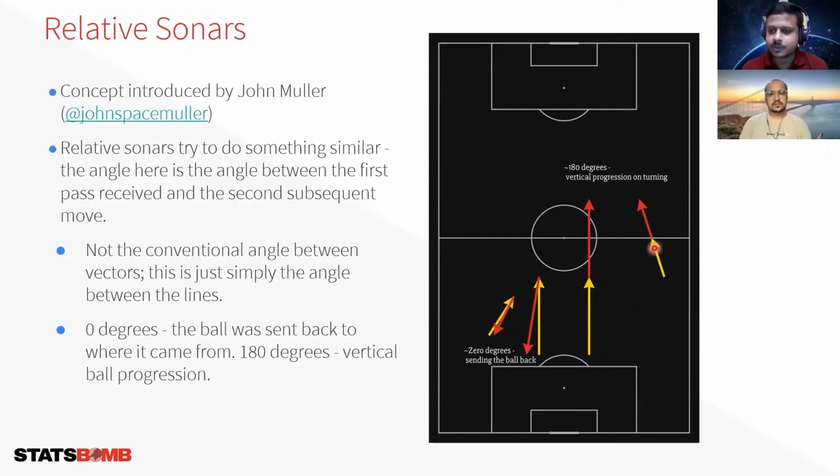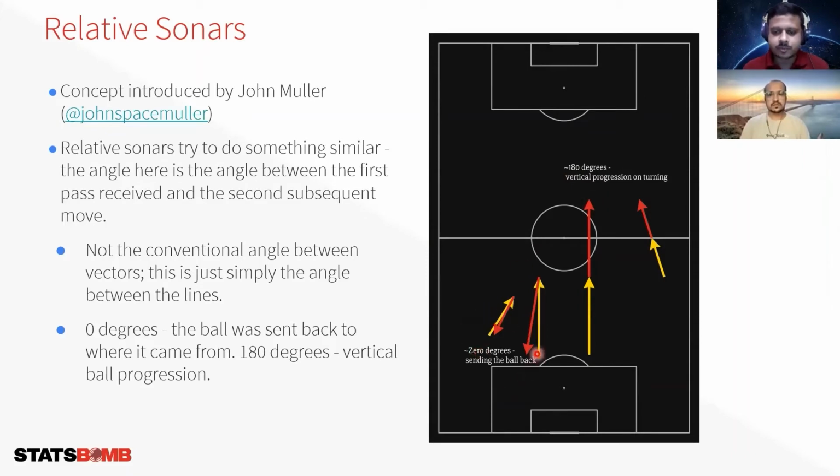The exact same thing happens with this pass as well. This pass is slightly diagonal, but the player once again turns and progresses the ball exactly along that same direction. So once again, the angle between the two lines is 180 degrees, and that's why we have 180 degrees of vertical progression or turning for both these cases.